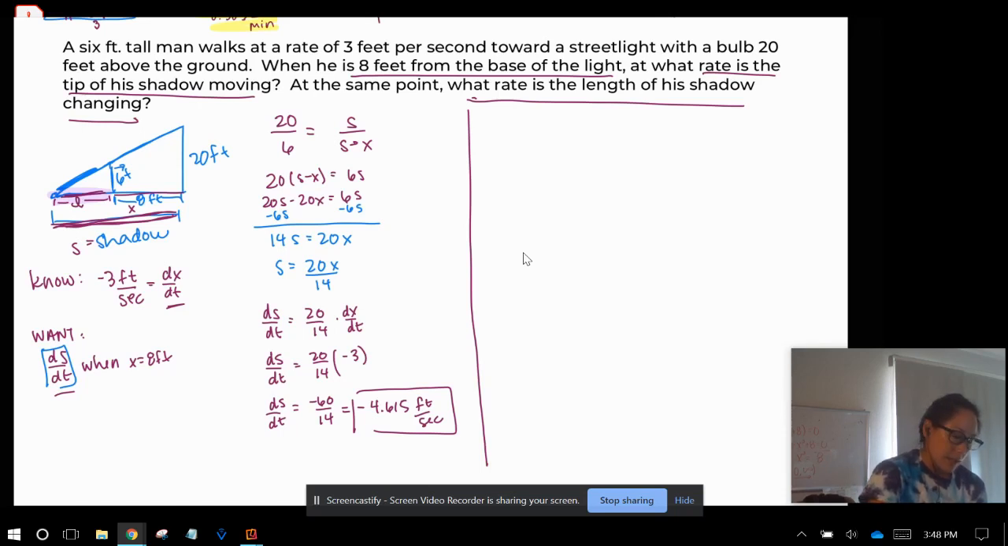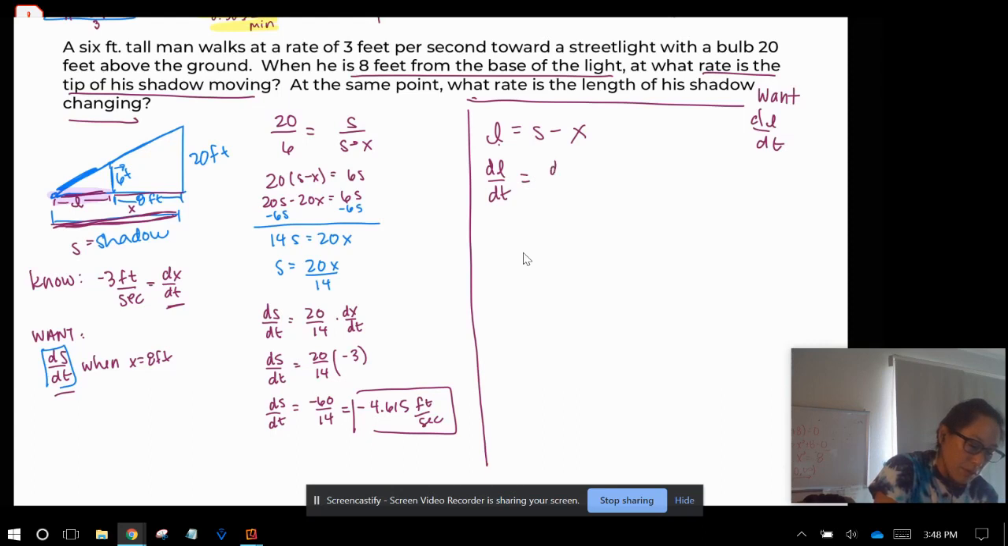So I'm going to set this up as the length is equal to S minus X, because I want to use all of those variables. So I want to know dL/dt, the length. Okay, so this is a really simple equation. The derivative of L is dL/dt. This is a simple equation, but a hard one to come up with on your own.